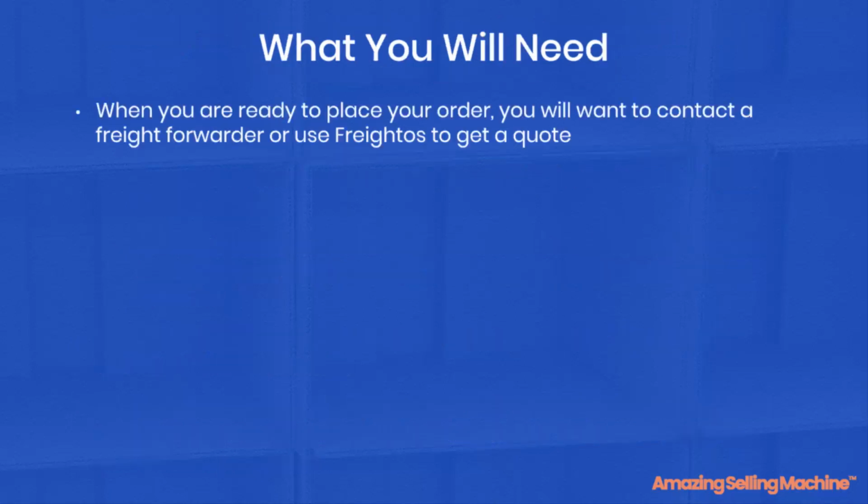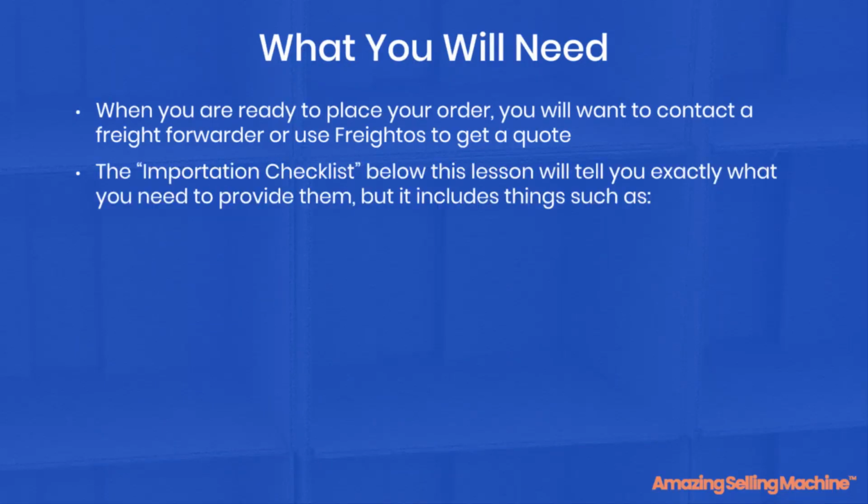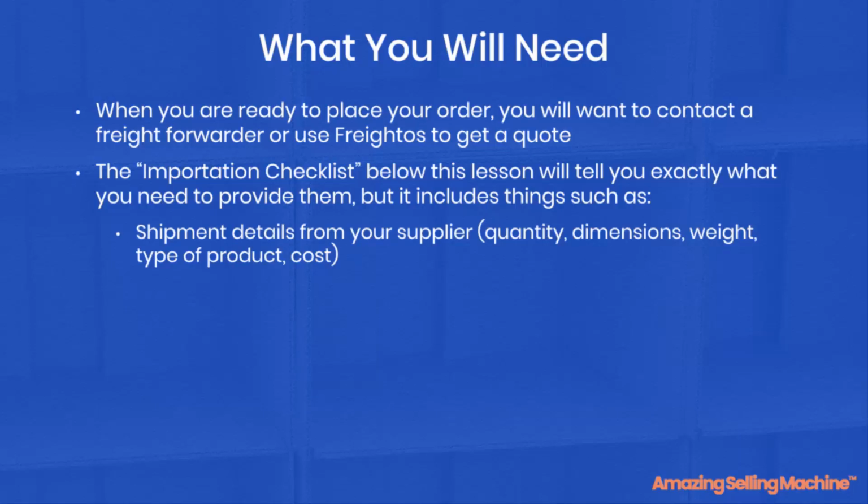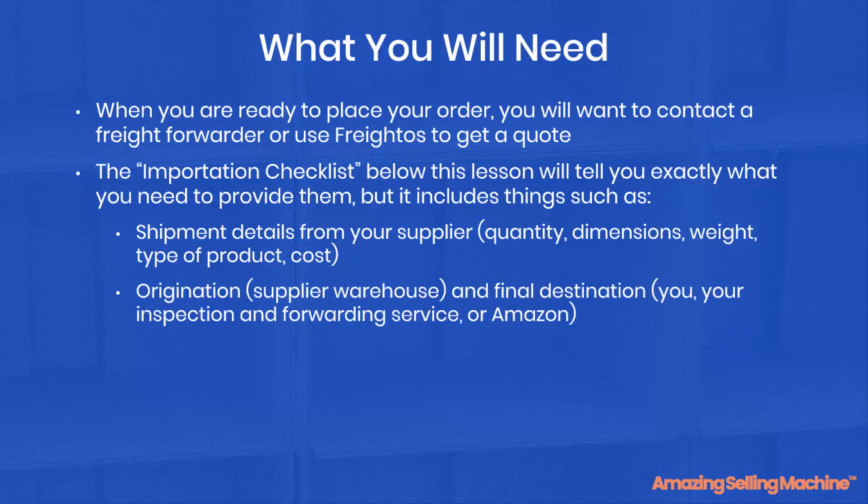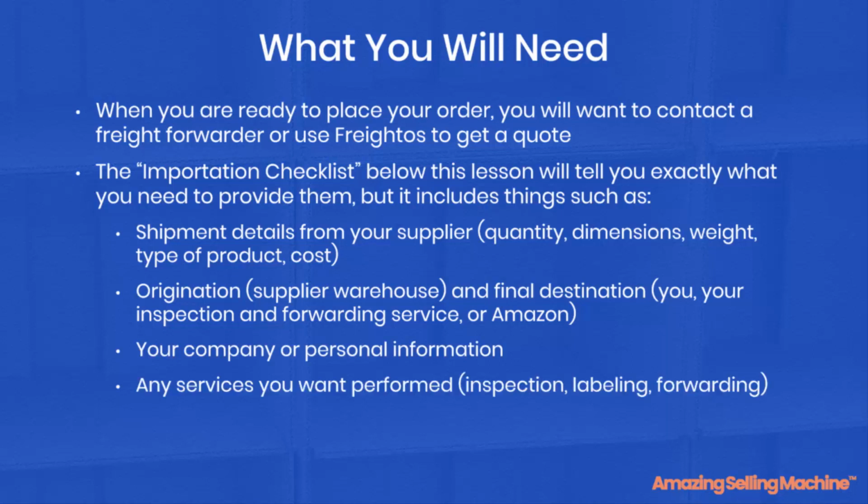Once you're ready to place your order, you'll want to contact a freight forwarder or use the Freightos tool in order to get a shipping quote. And the importation checklist below this lesson will tell you exactly what you need in order to get that. It includes things such as the shipment details you get from your supplier, such as the quantity, the dimensions, the weight, the type of product, and the cost, the origination, which is your supplier's warehouse address, and the final destination, which is either you, your inspection and forwarding service warehouse, or maybe even Amazon, your company or personal information, and then any other services that you want performed, such as inspection, labeling, or forwarding on to Amazon.